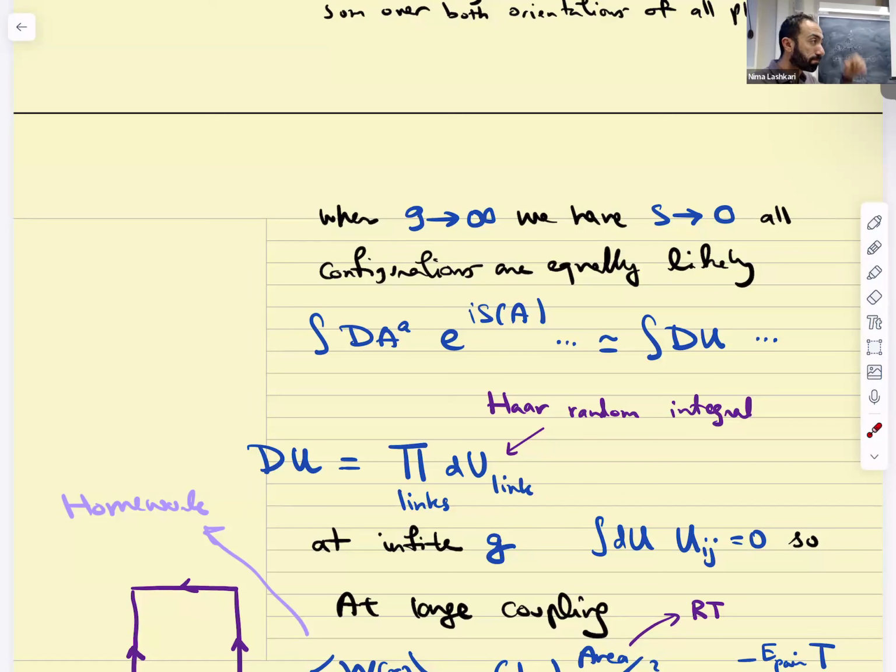To each link, we associate an n by n unitary matrix degree of freedom. We're going to include an integral for every link of a Haar random unitary. Does everyone know what a Haar random unitary is? Who doesn't know what a Haar random is? Can someone give a definition of Haar random?